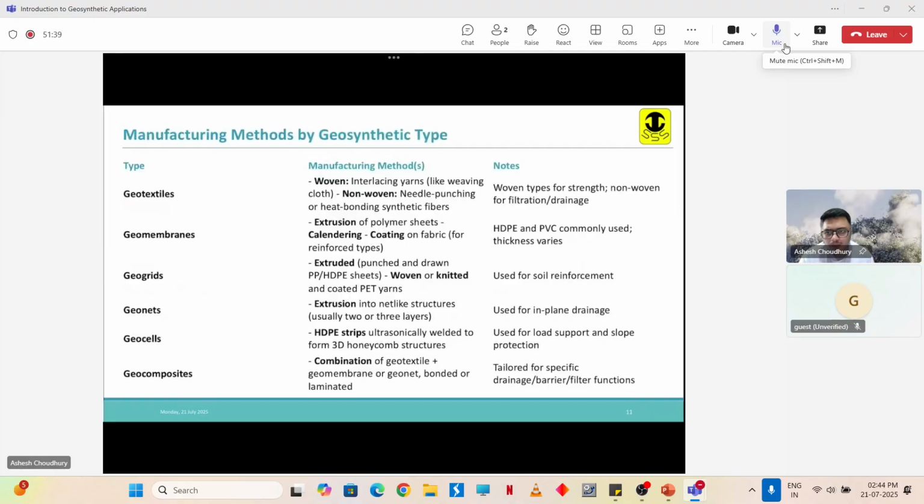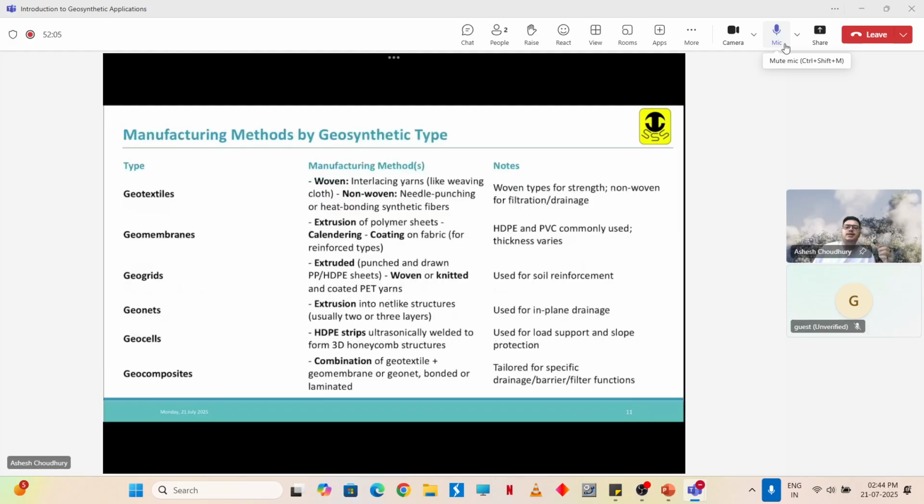Now let us discuss the manufacturing methods. This is also a very lengthy topic, not a short one. Most of the important manufacturing methods are given in detail in the book that I mentioned, Designing with Geosynthetics by Robert M. Koerner. That is given in detail in that book.